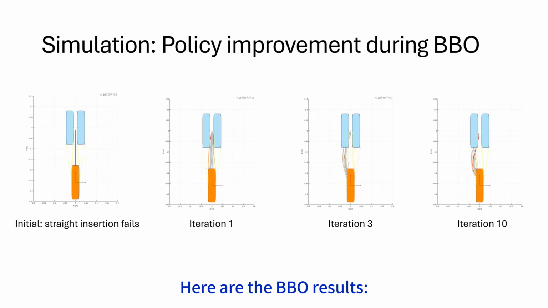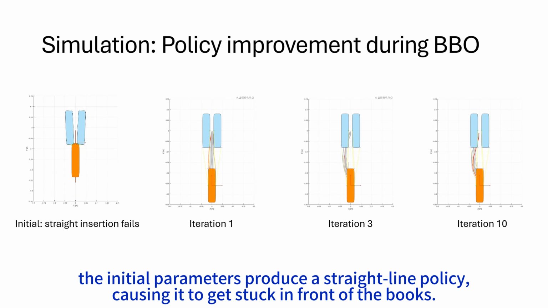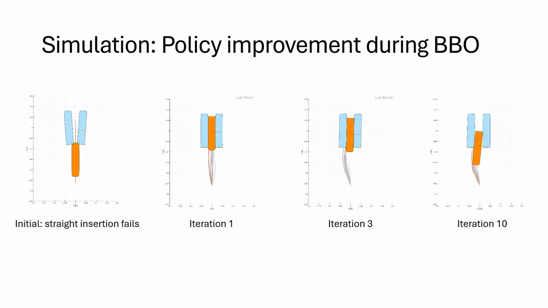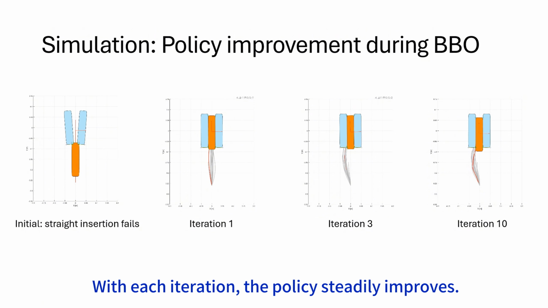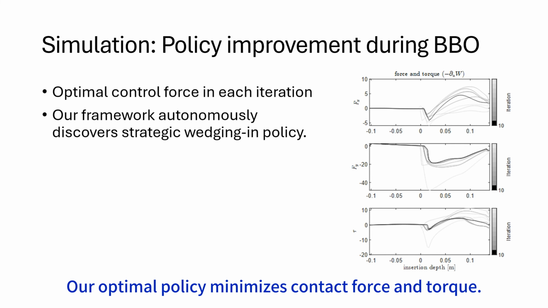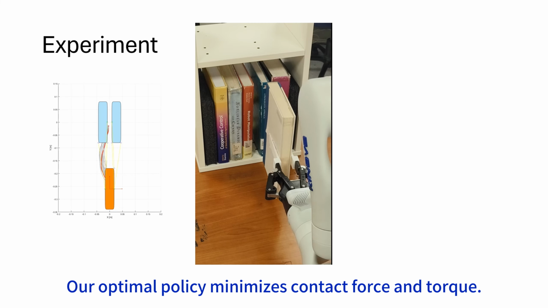Here are the BBL results. The initial parameters produce a straight line policy, causing it to get stuck in front of the books. With each iteration, the policy steadily improves. Our optimal policy minimizes contact force and torque.